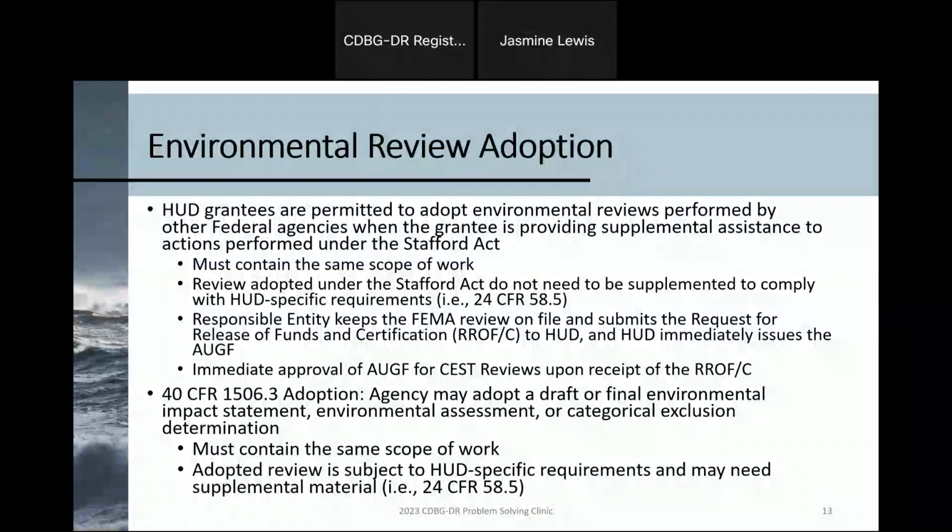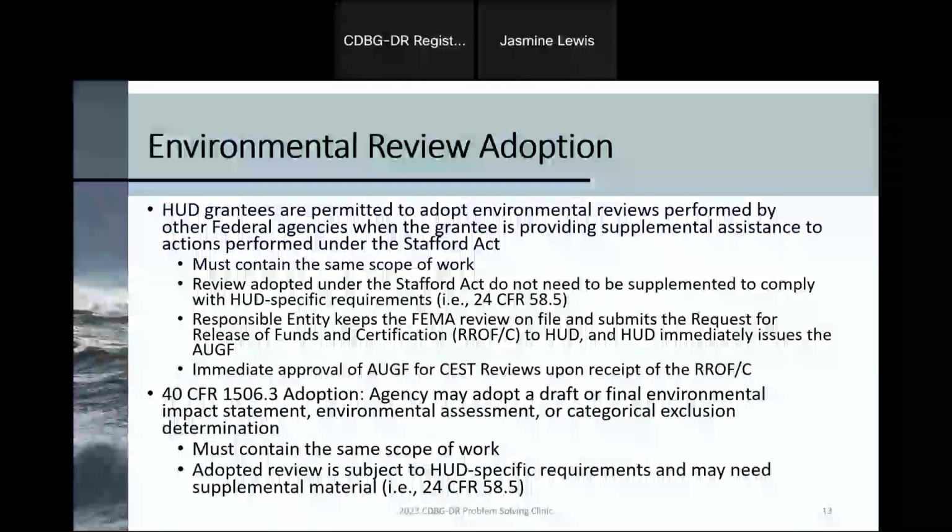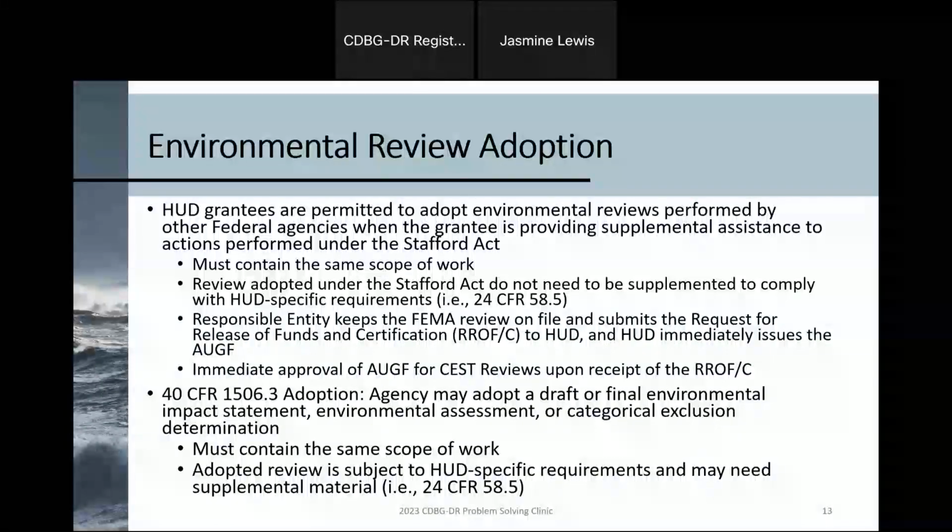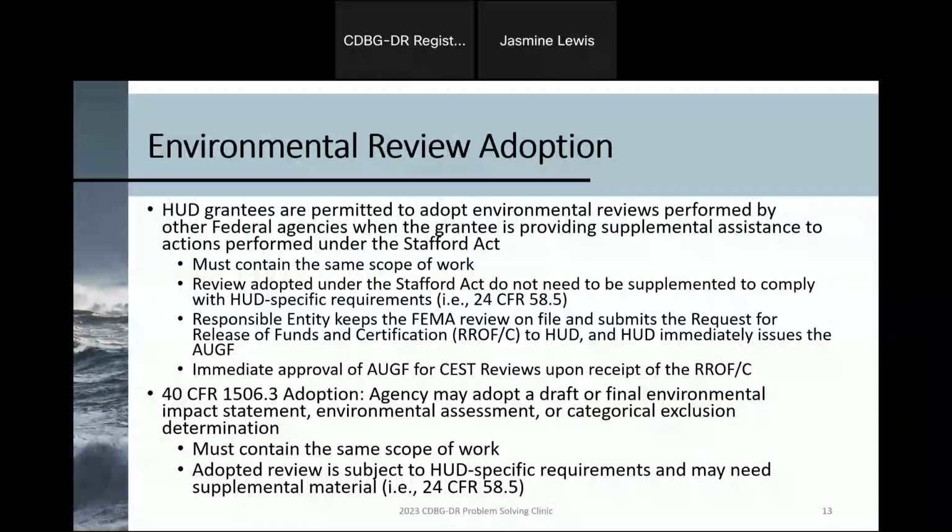Another good option for responsible entities to be aware of is the use of programmatic agreements, or PAs. PAs help establish a streamlined process for handling routine environmental requirements for commonly encountered project types.